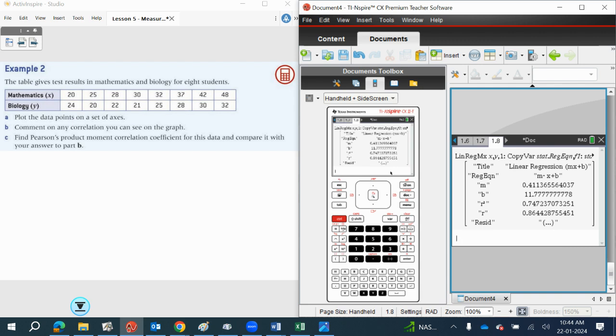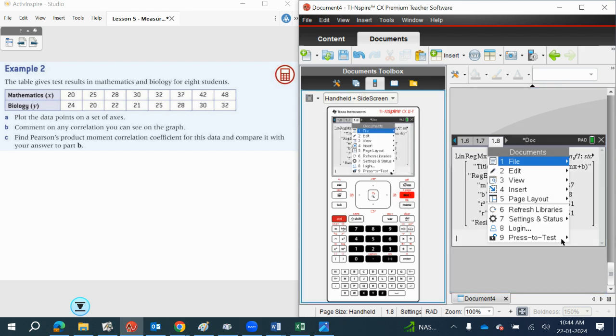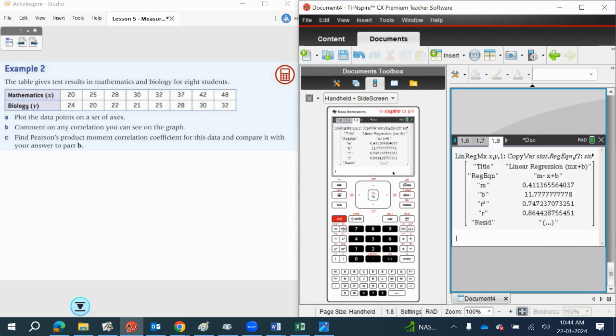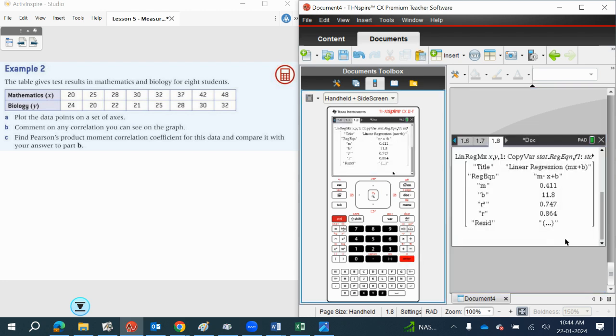So we want to have it in 3 significant figures. So document settings, change it into float 3. Press enter, and it will recalculate it into 3 significant figures for you. So we see R, it's the bottom one, not the coefficient of determination. The correlation coefficient is R, 0.864. So R is equal to 0.864, which implies strong positive linear correlation.